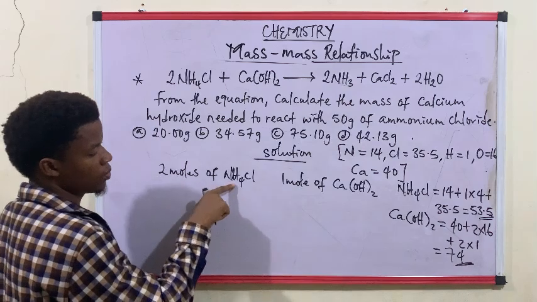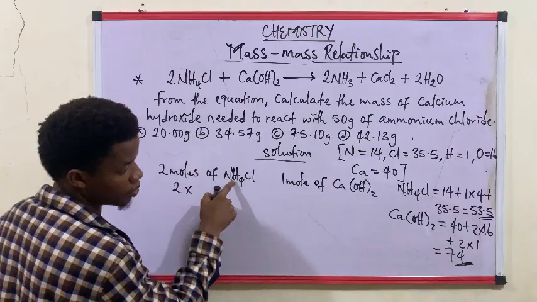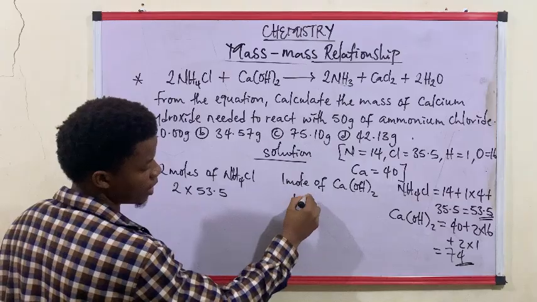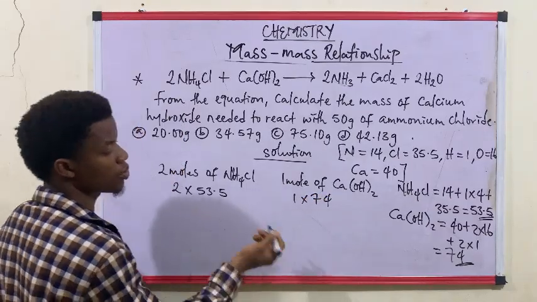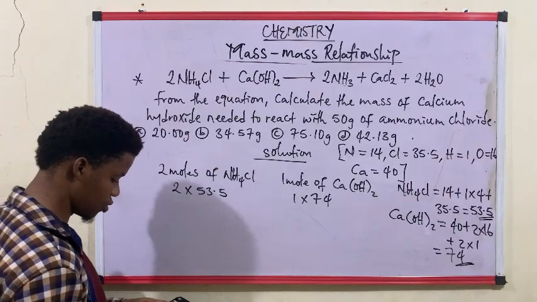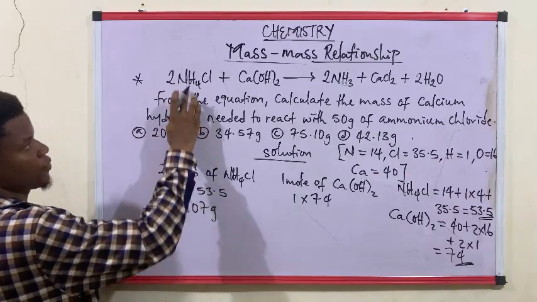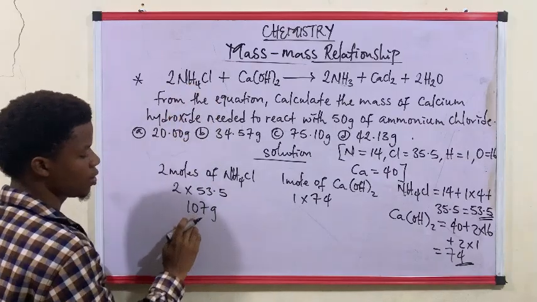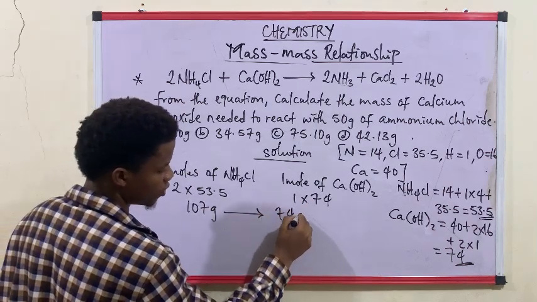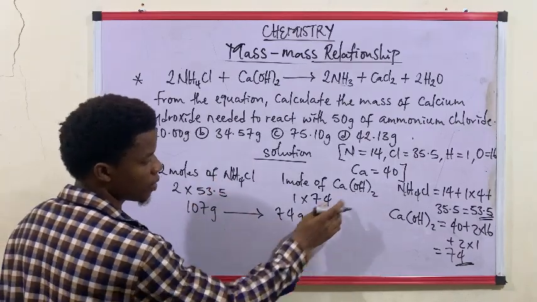Now, 2 moles of ammonium chloride, how do you convert it to mass? You convert it to mass by just saying 2 times the molecular mass, which is 53.5. And for this one, just 1 times 74, which will also give us 74. So 53.5 times 2 is 107 gram. Therefore, 2 moles of ammonium chloride, that is 107 gram, reacted with 1 times 74, which is still 74. So 107 gram of ammonium chloride reacted with 74 gram of calcium hydroxide.